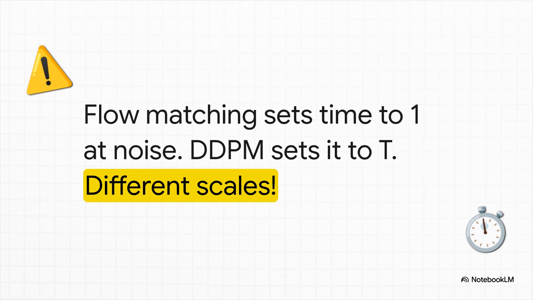Actually, a quick heads up for the developers out there studying this. Do not get tripped up by the time parameterization. Flow matching sets time t from 0 at the data to 1 at the noise. Traditional DDPM uses time t from 0 at the data all the way out to a capital T at the noise. They move in the exact same direction, but on completely different scales. Research papers constantly mix up these scales, which can lead to major headaches when you're coding this from scratch.